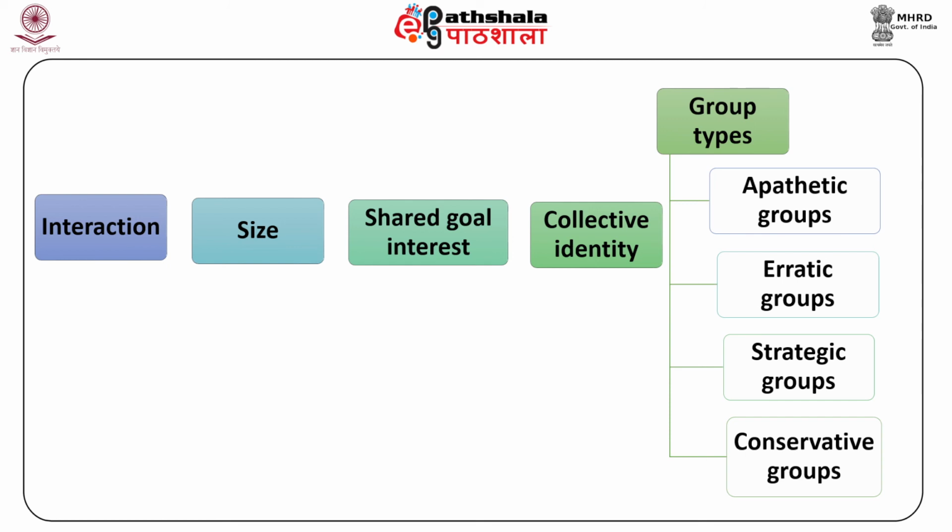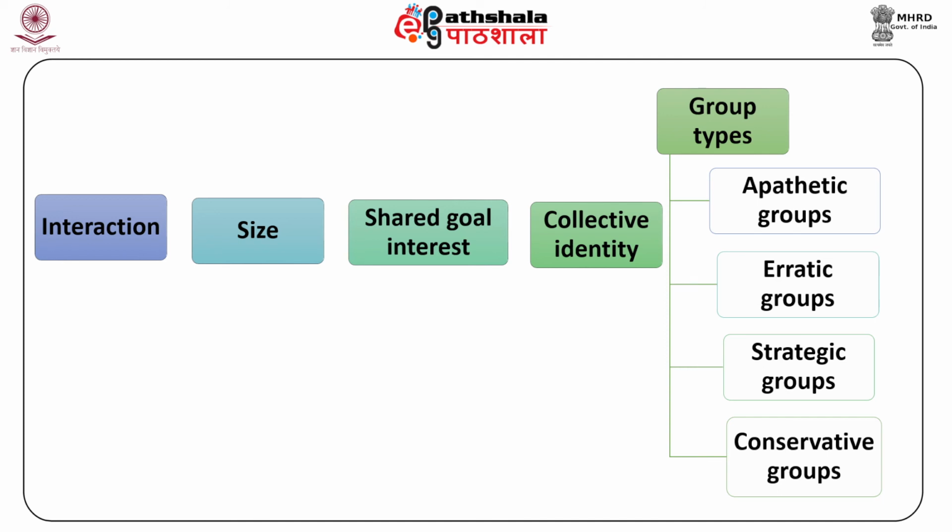The next is erratic group. These groups comprise of people who are semi-skilled but like to work in unity. However, they have erratic relationship with the management. Workers working on machines in a factory are examples of such groups.